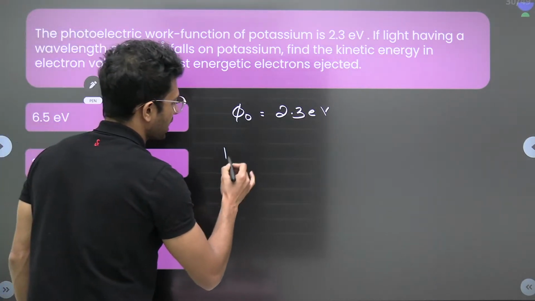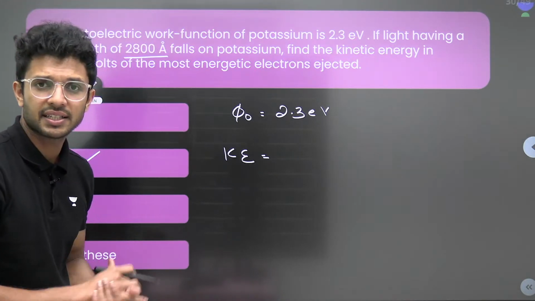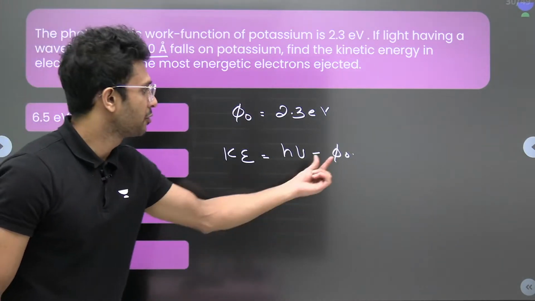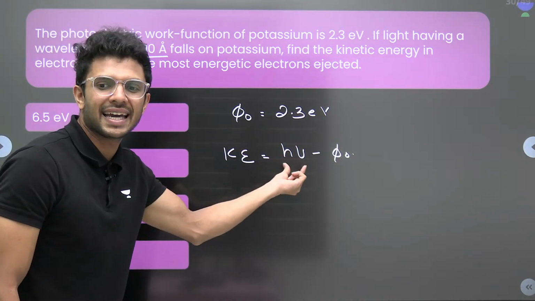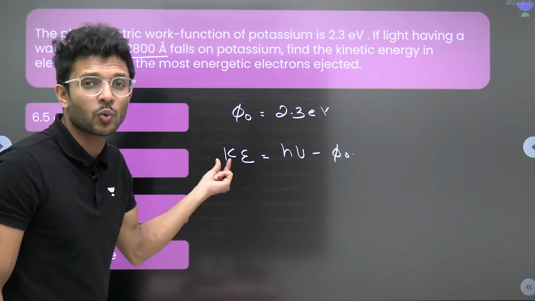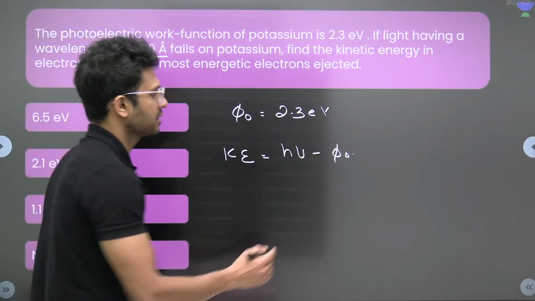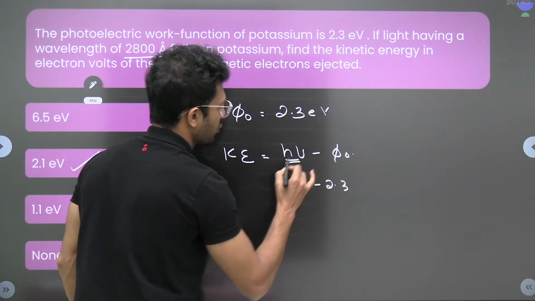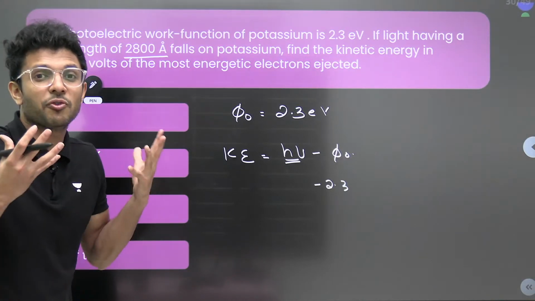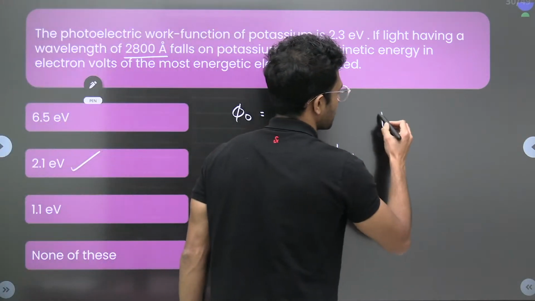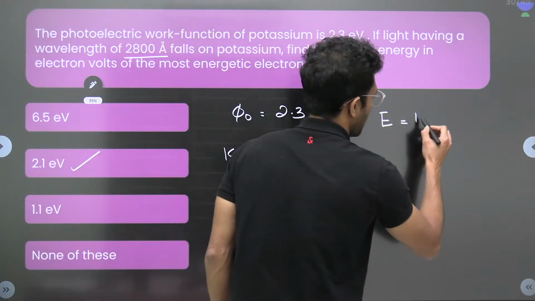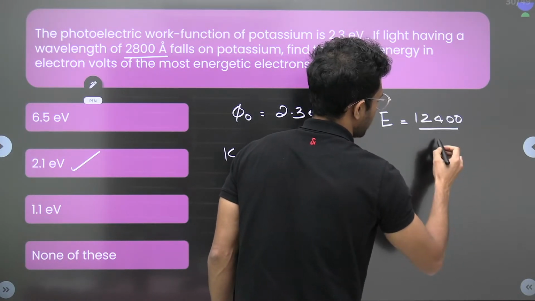We need to find the kinetic energy. How can we find it? Kinetic energy is equal to h nu minus phi naught. Here phi naught is given in electron volt, so we can find the energy of the incoming light also in electron volt. We can do the subtraction so that we get the kinetic energy in electron volt. Phi naught is 2.3, with the minus sign I am writing. We need to find this energy. If the wavelength is given in Angstrom, I have given you a formula, right? How to find the energy E if the wavelength is given? It is 12400 divided by the wavelength, because the wavelength is in Angstrom. How much is it?